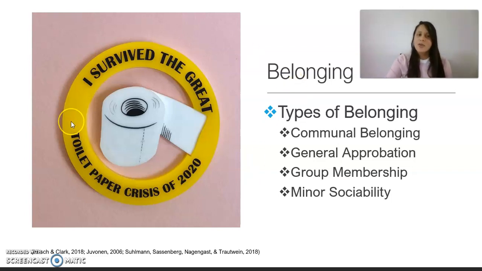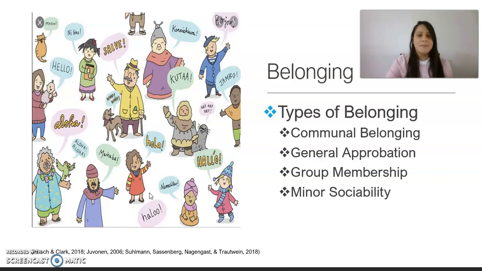In this case, we've all survived the great toilet paper crisis of 2020. This is actually a pin on Etsy that I plan on purchasing shortly because it's a really great signifier of a very important and uncertain time that we're all currently experiencing. Then there's also minor sociability. Minor sociability is simply maintaining good relationships with people around you.